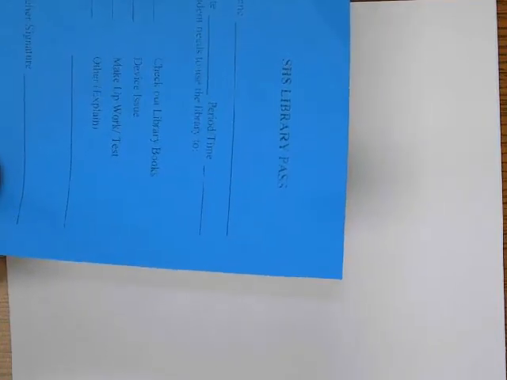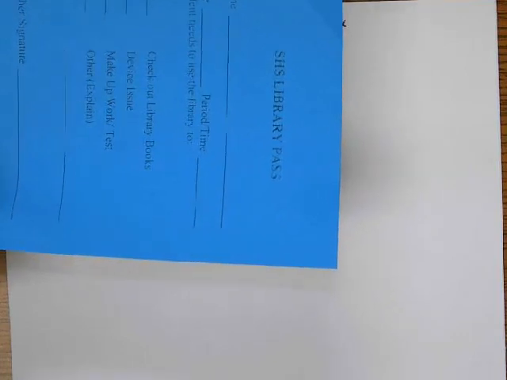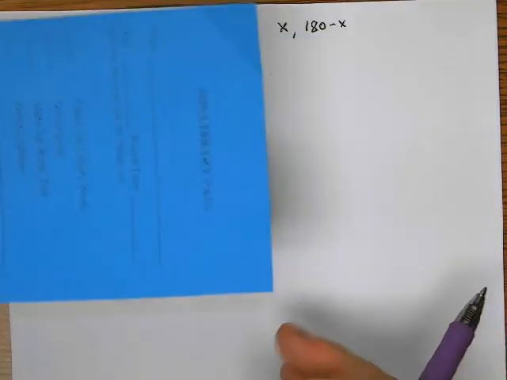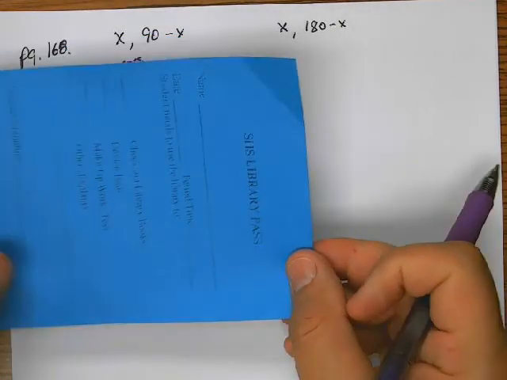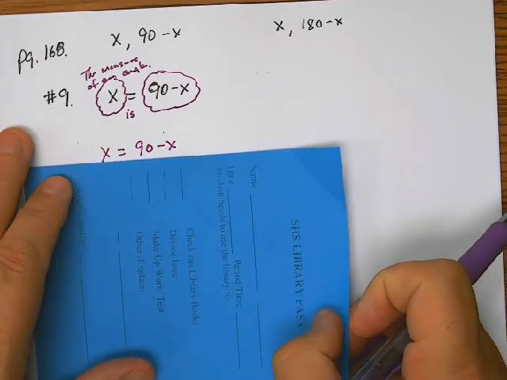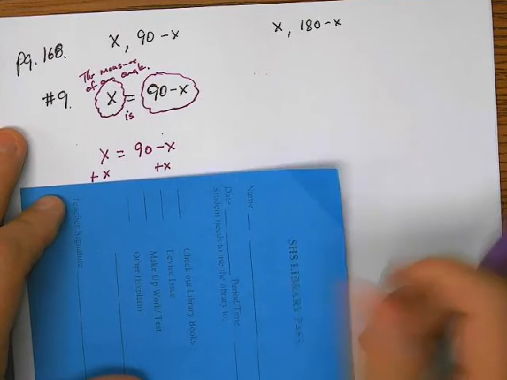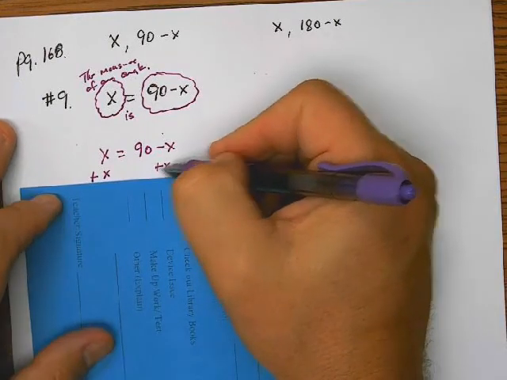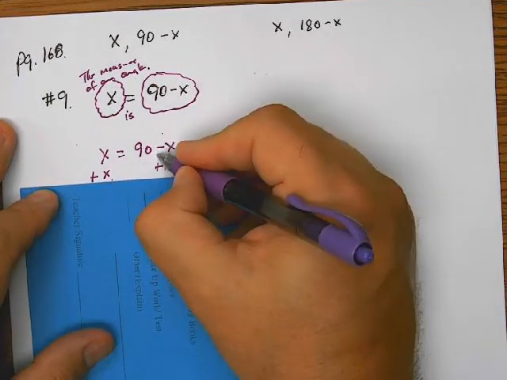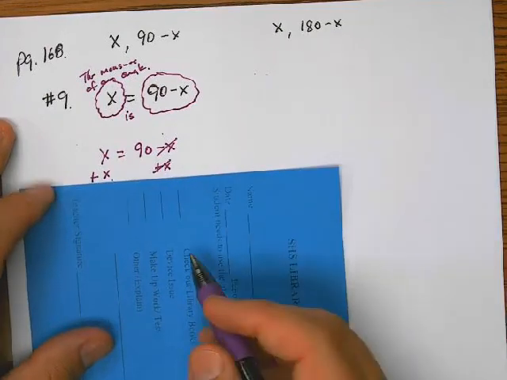Lenny, what'd you get? No, Laney. They're not done. Not sure? All right, so here's the equation. We got to add x to both sides.